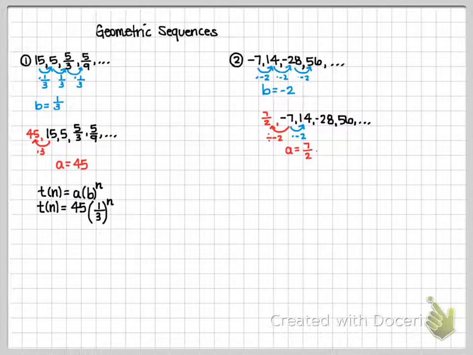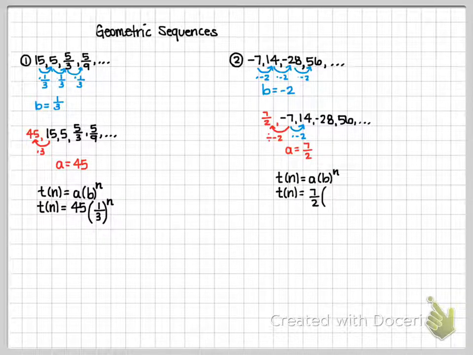Last thing I need to do is write the equation. So take out my general form and just plug in what I know. My A, or my 0th term, that red term that I found a second ago, was 7/2. The B is the number that I'm multiplying by repeatedly, which was -2, and then I leave my nth power. So now we're able to write the formula for geometric sequences.